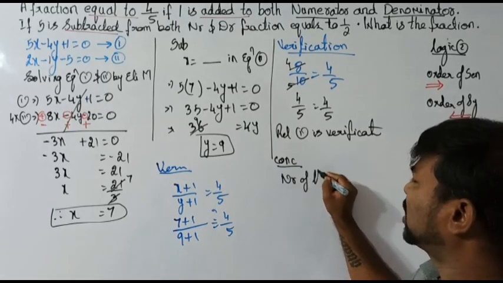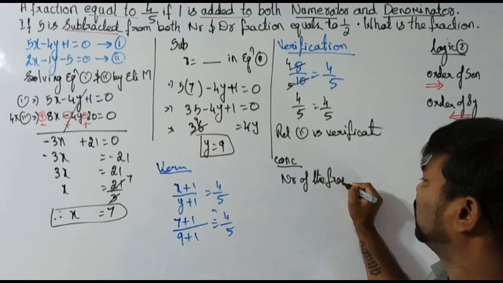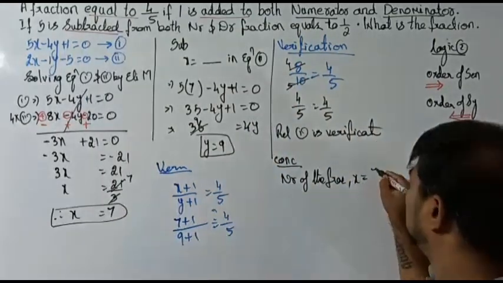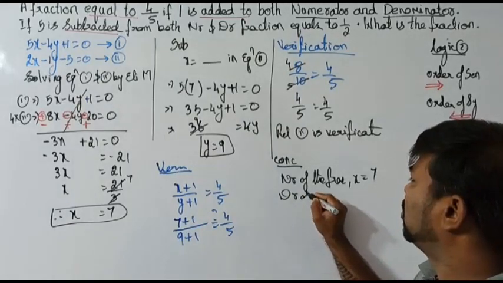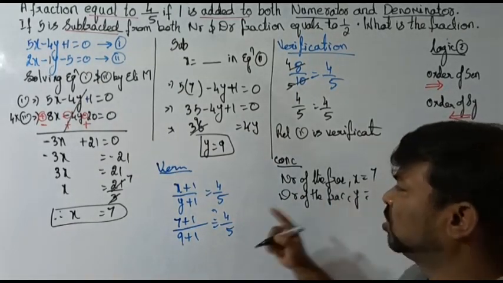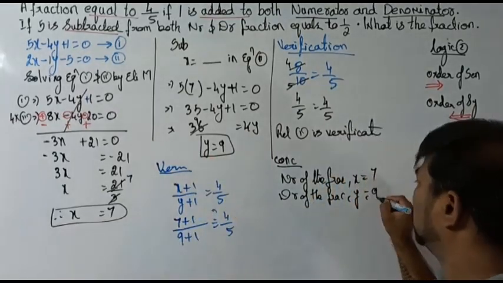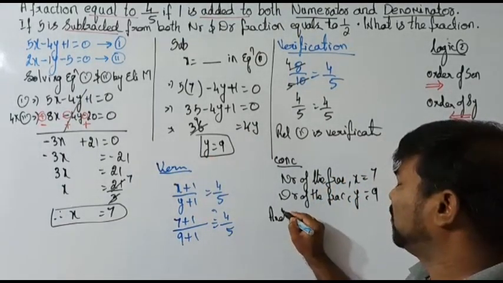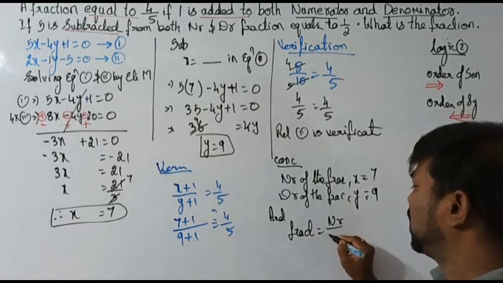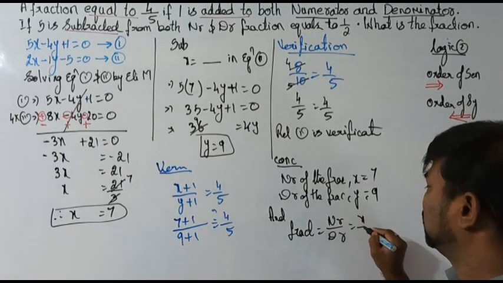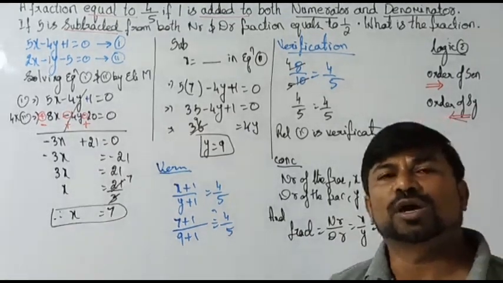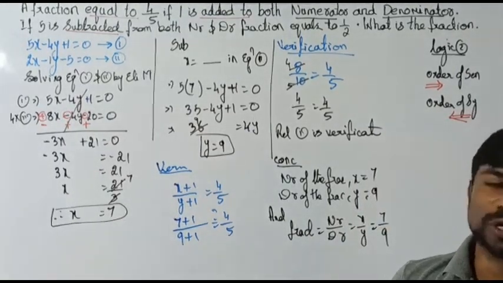Numerator of the fraction, x equals 7, and the denominator of the fraction, y equals 9, and the fraction itself, which is the numerator by denominator, which is x by y, is 7 by 9. This is how we conclude. Hope you got it.